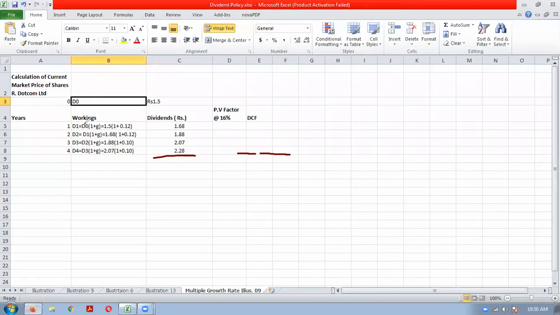So based on D0, we have calculated D1. Based on D1, we have calculated D2. Based on D2, we have calculated D3. Based on D3, we have calculated D4. Clear? By applying the growth rate. See, for the first 2 years growth rate is 12 percentage. For the next 2 years, that is third and fourth year, growth rate is 10 percentage. Clear this much, everybody? Yes or no?